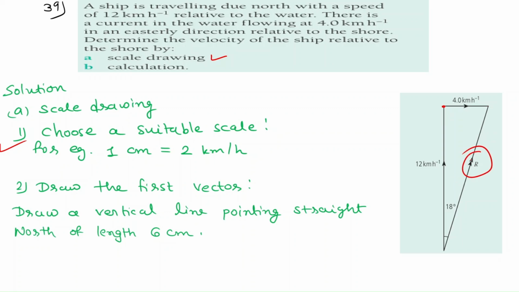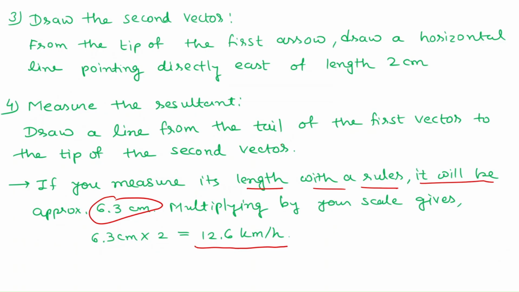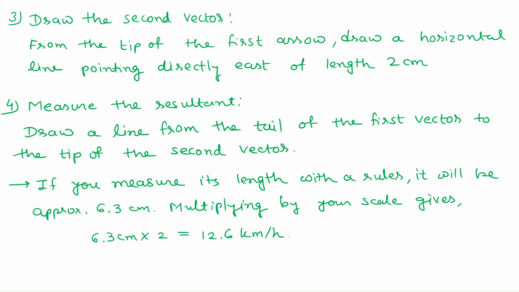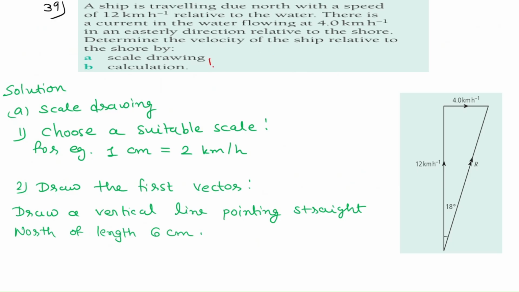And we just have to measure with the ruler, and you get some value in centimeters, and you just have to multiply by the scale you considered before. It is just like this. Now, this is called the scale drawing, but you also have to find a direction.